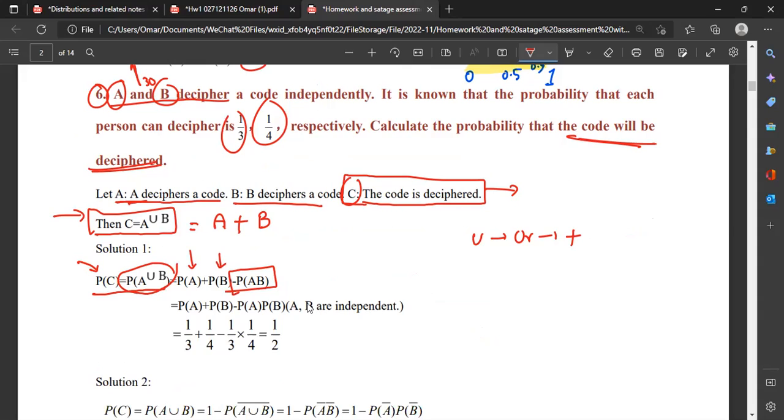And as A and B are independent, we can write this part as P of A times P of B, okay? So you see here P of A times P of B. And we just substitute the values here, so we will get 1 by 2. This is the probability that the code will be disappeared, or this is P of C.